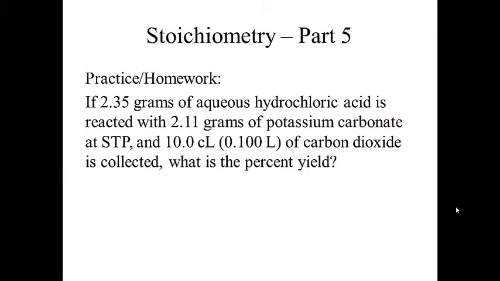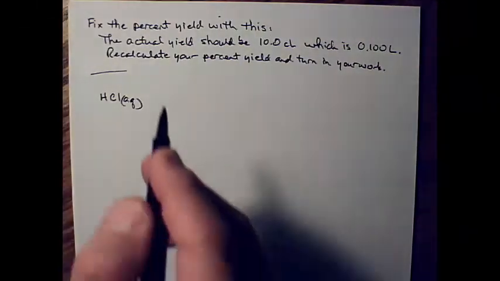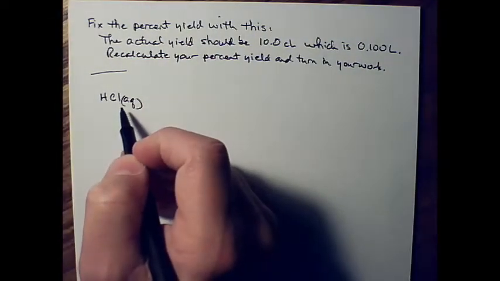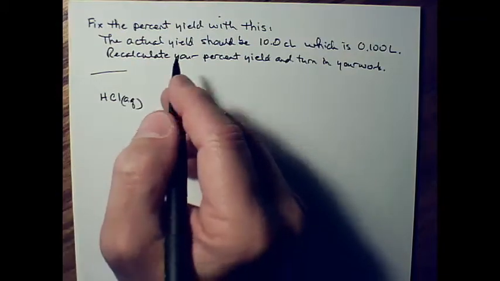If 2.35 grams of aqueous hydrochloric acid is reacted with 2.11 grams of potassium carbonate at STP, that means standard temperature and pressure, and 10.0 centiliters, which is the same as 0.100 liters, of carbon dioxide is collected, what is the percent yield? So we're starting with aqueous hydrochloric acid and potassium carbonate.